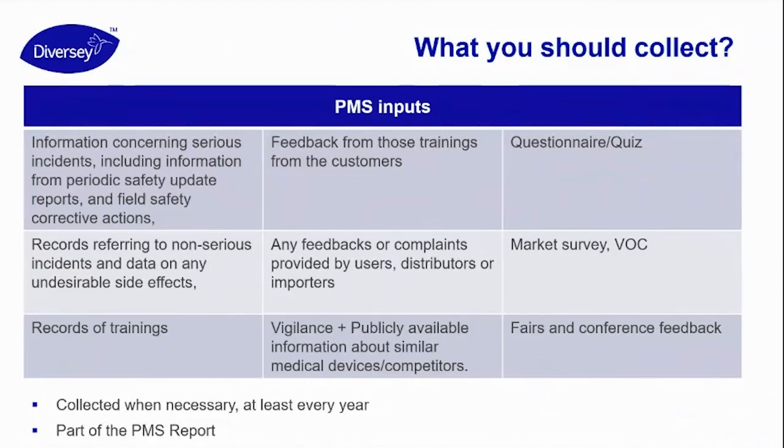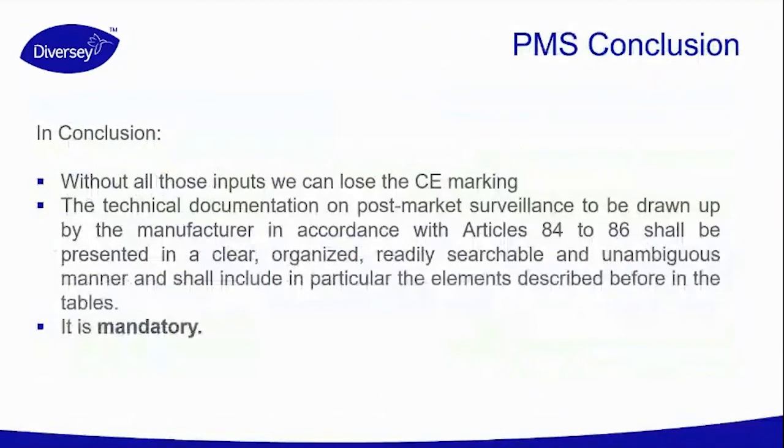In conclusion, without all of those inputs, a manufacturer can lose the CE marking. The technical documentation and post-market surveillance to be drawn up by the manufacturer is very important, and it should be presented in a clear, organized, and readily searchable manner, and it is mandatory.